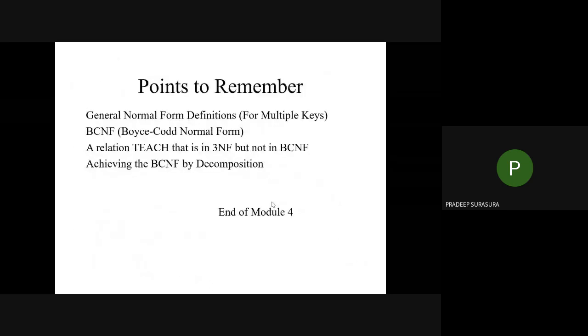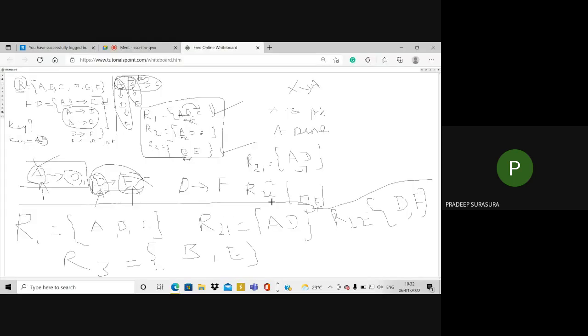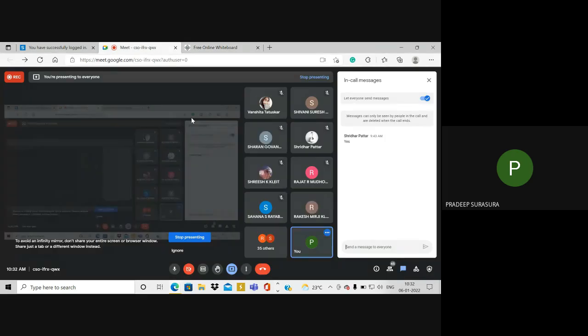In the next class, I will solve one or two more problems, one or two questions which appeared in VTU exams, that I will discuss. And after that, in the following class, I will complete some two to three problems and close module 4. After that, we can start with module 5. Anybody have any questions before we close? Any questions?